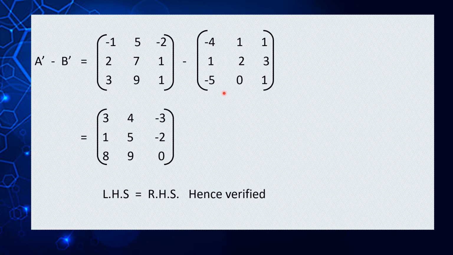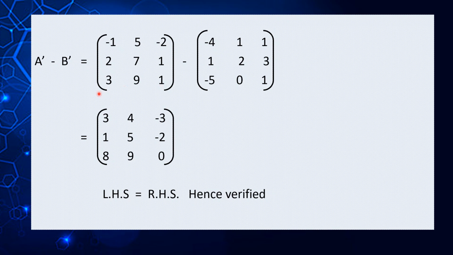We would get minus 4 minus 1 minus 4 would be 3. 5 minus 1 would be 4. Minus 2 minus 1 would be minus 3. Minus 3, 2 minus 1 would be 1. 7 minus 2 would be 5. 1 minus 3 would be minus 2. 3 minus 5 would be minus 2. 9 minus 0 is 9. And 1 minus 1 would be 0.